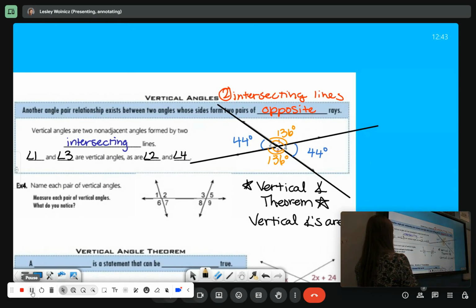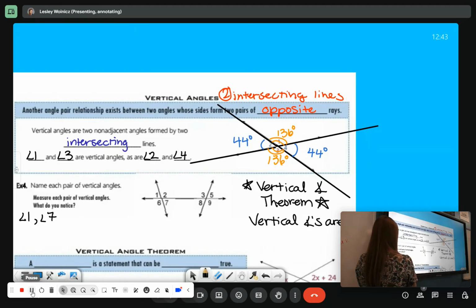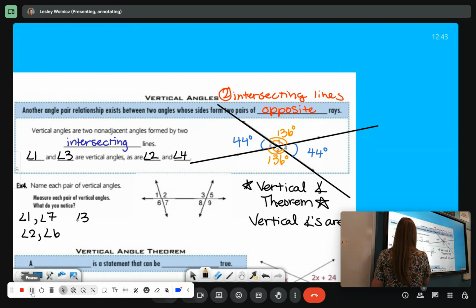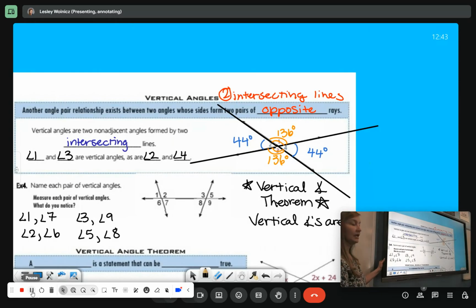Okay, so we're going to name each pair of vertical angles. What angle is vertical to angle 1? 7. What about angle 2? 6. What about angle 3? 9. What about angle 5? 8. You might be thinking, what happened to angle 4? It's in the middle. Do you guys see that all of these vertical angle pairs are congruent? Yes.